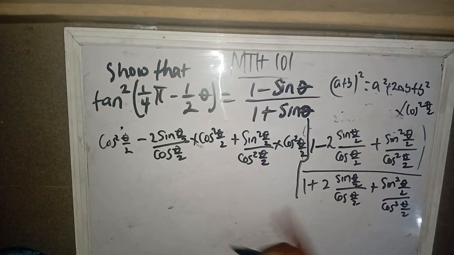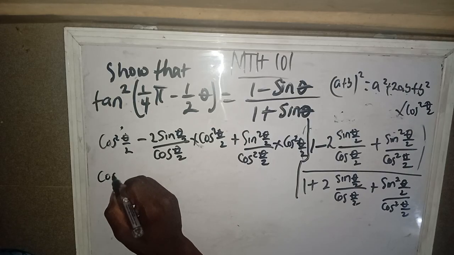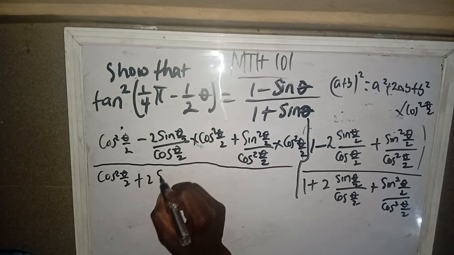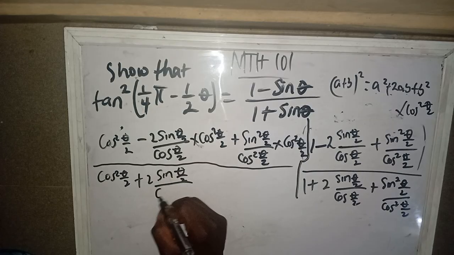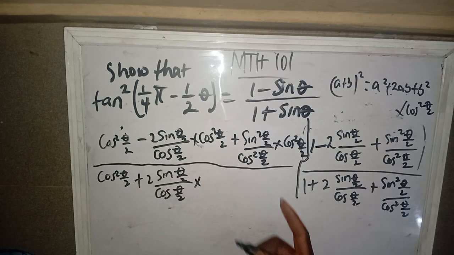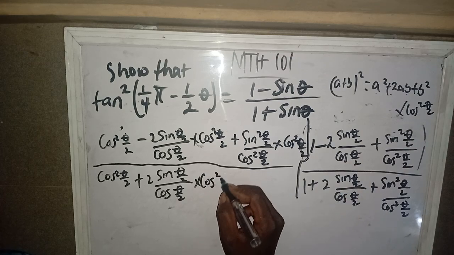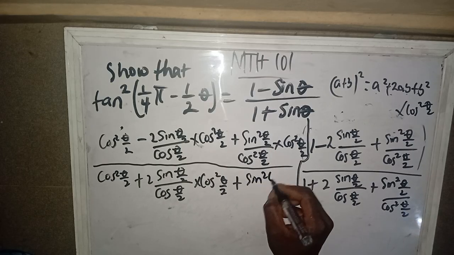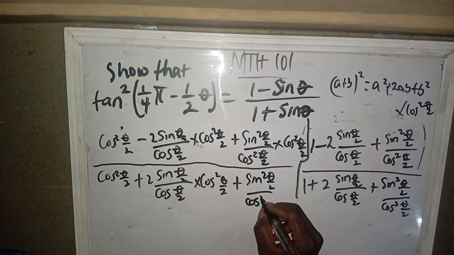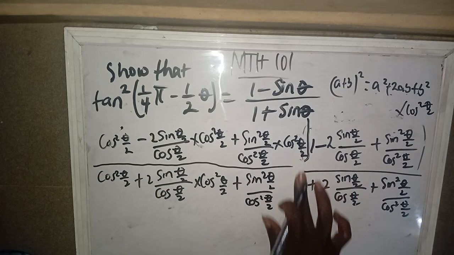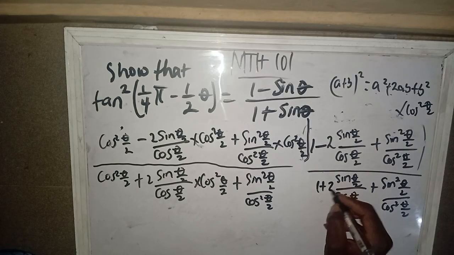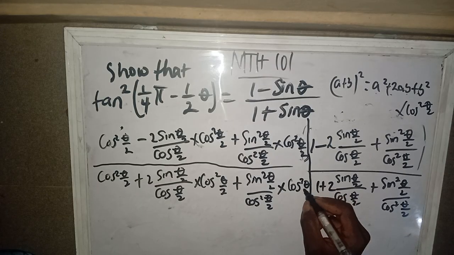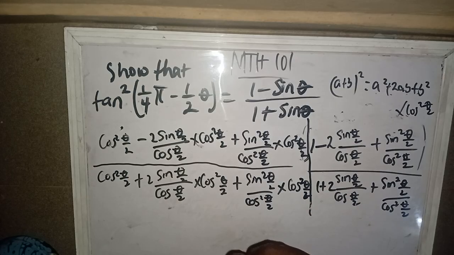So for this denominator, 1 times cos square theta over 2, you have cos square theta over 2 plus 2 sin theta over 2 divided by cos theta over 2, multiply by, use this one to multiply cos square theta over 2 as well, plus the last one, sin square theta over 2 divided by cos square theta over 2, multiply by, we are using the third one to multiply cos square theta over 2. Do we get that?